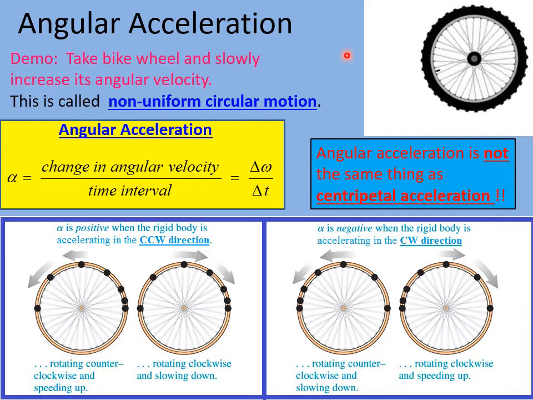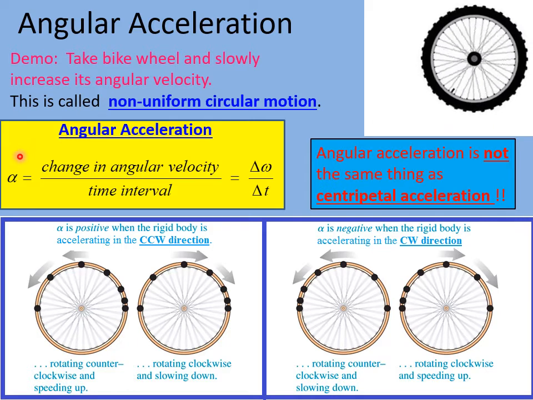Let's look at a little demonstration here. Suppose we have this bicycle wheel and we start pushing on it with our hands. Notice what happens to it. It starts to speed up. So this is an example of a non-uniform circular motion. Remember, in uniform circular motion, the speed of rotation was constant, but here the object is speeding up. So this is called angular acceleration.